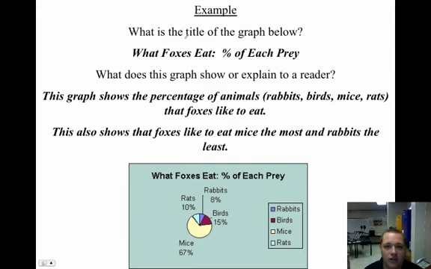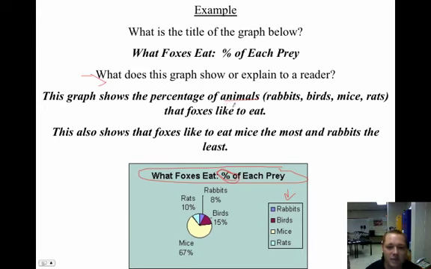Okay, the example. The title of the graph, which is located right across the top here, is what foxes eat, percentage of prey. And then what does this graph show or explain to the reader? So the graph shows a percentage of animals, and the animals are located right here. They've got rabbits, birds, mice, and rats that foxes like to eat.